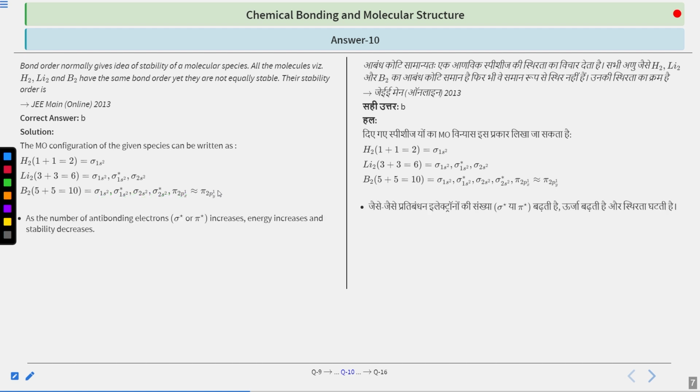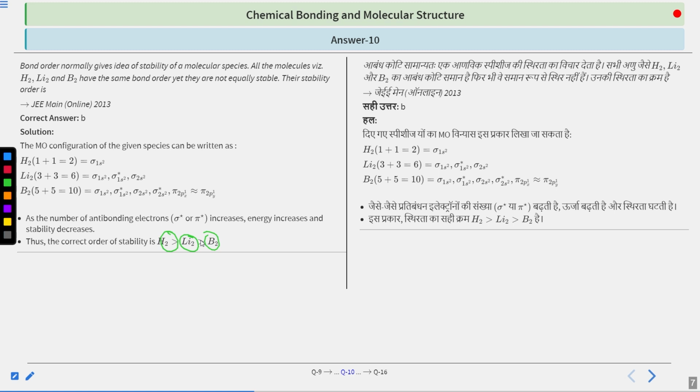Here we can see that although your bonding order is the same, your electrons are present in anti-bonding. This star here represents the anti-bonding. Since B2 contains the largest number of electrons in the anti-bonding, its energy is increasing and its stability is decreasing. Therefore, this order can be written as H2, Li2 and B2, where B2 is the least stable as it has 4 electrons in the anti-bonding orbital.